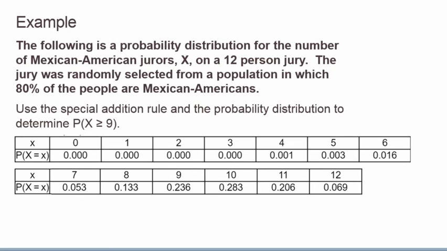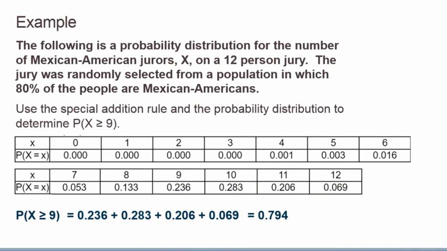For x equals 9, the probability was 0.236. For x equals 10, the probability was 0.283. For x equals 11, the probability was 0.206. For x equals 12, the probability was 0.069. And we want to find the probability that x is greater than or equal to 9. In order to solve this, we want to take the probabilities for 9, 10, 11, and 12 and add them together. That gives us a total of 0.794.